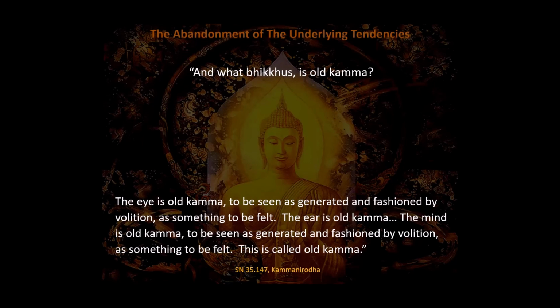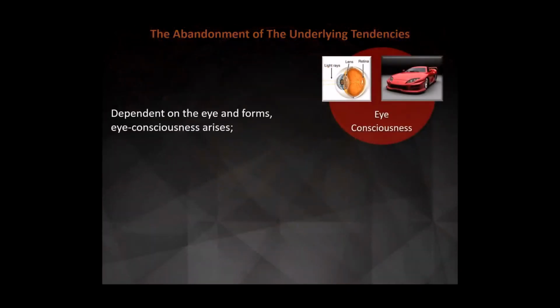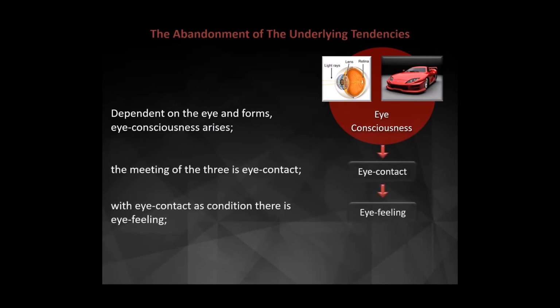Let me explain this further. Take the eye door process, for example. As long as our eye faculty is functional and there are visible forms that the eyes can pick up, eye consciousness will arise, whether we want it or not. This process depends on the eye and form as cause and condition and is outside our control. Similarly for eye contact and eye feeling.